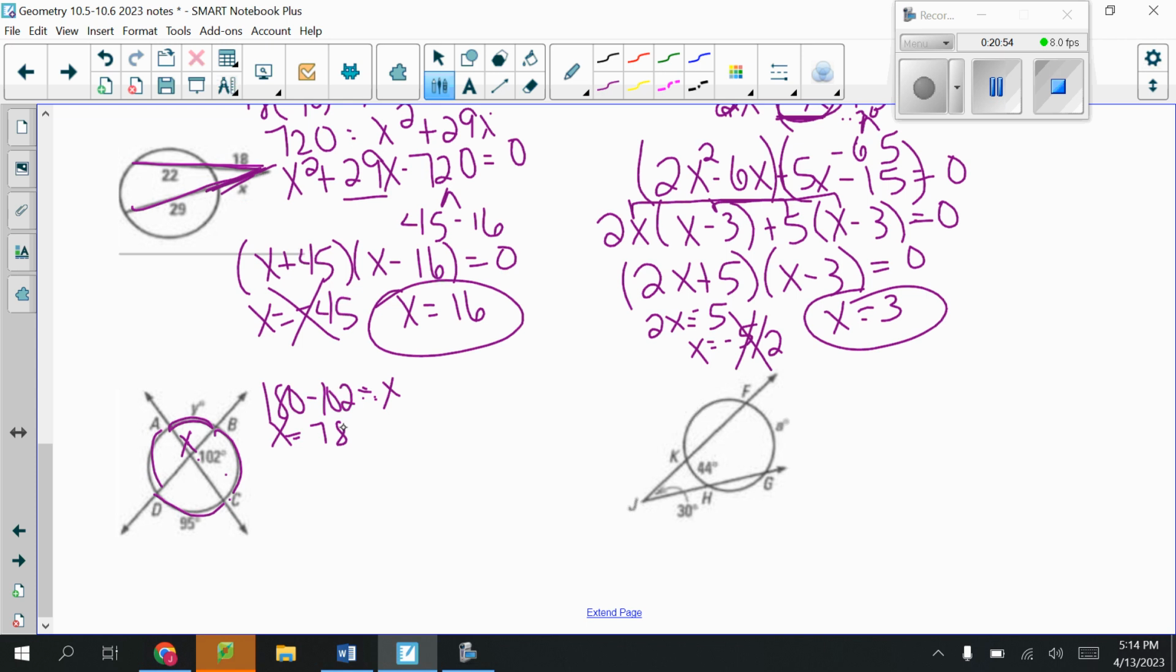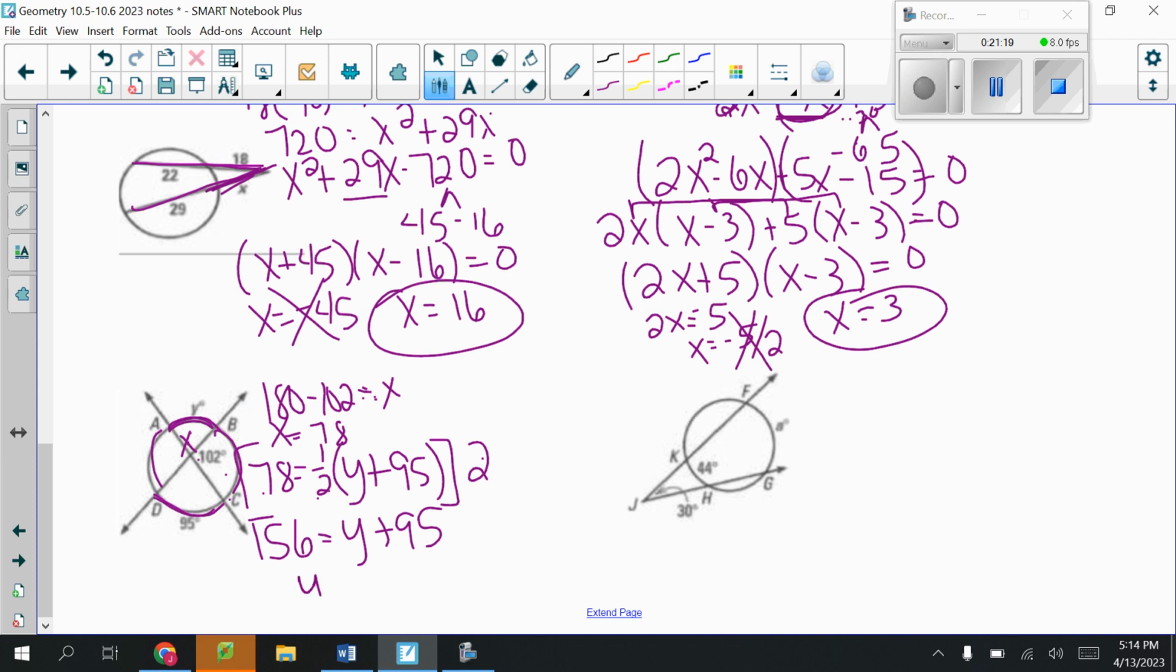So now I can set this up. 78 is equal to 1/2 I add my 2 arcs together, y plus 95. Again, if I want to get rid of the 1/2, I'm going to multiply everything by 2. So 78 times 2 gets me 156. The 1/2 and the 2 cancel, and I'm just left with y plus 95. Subtract 95, and I get y equals 61.